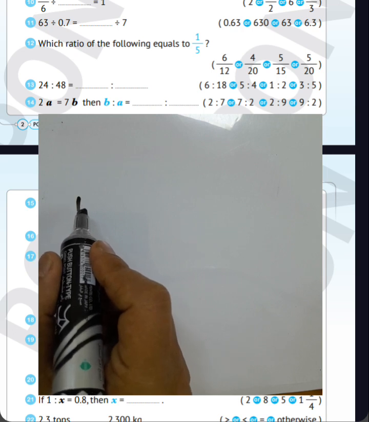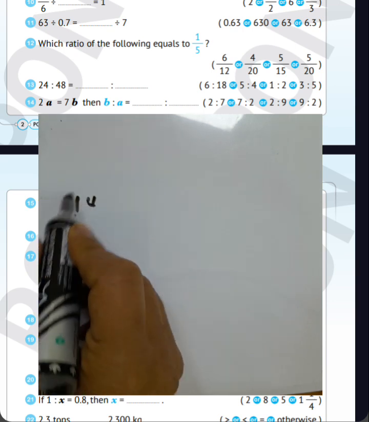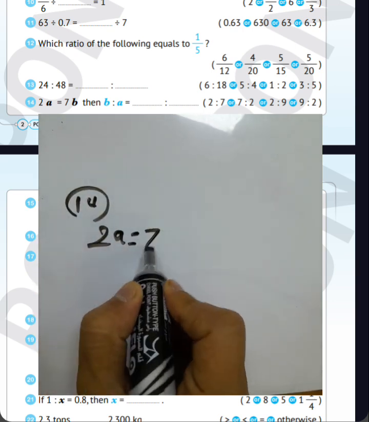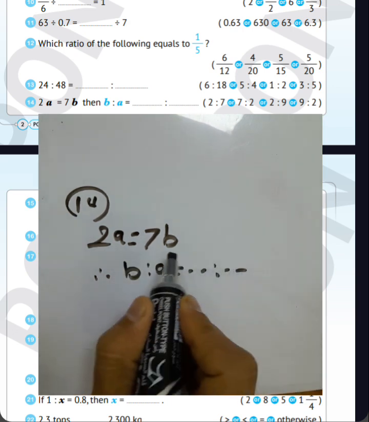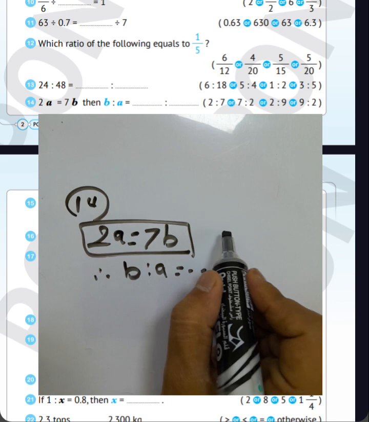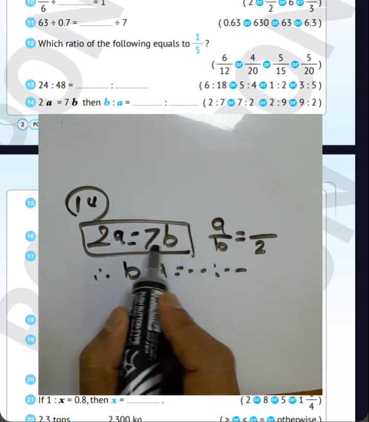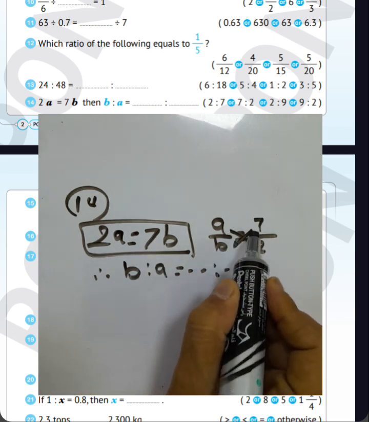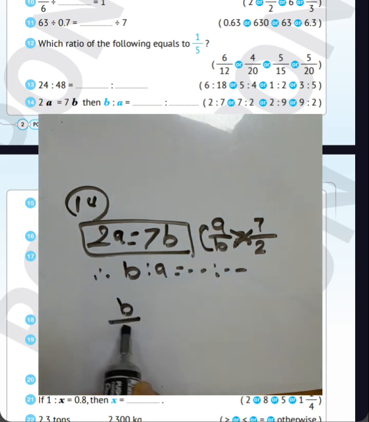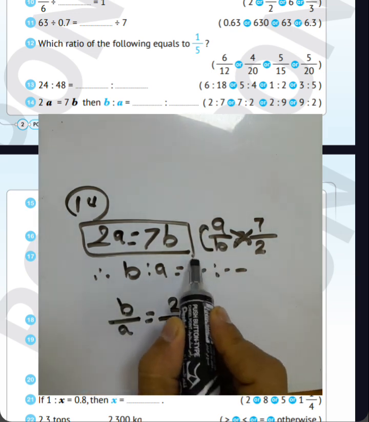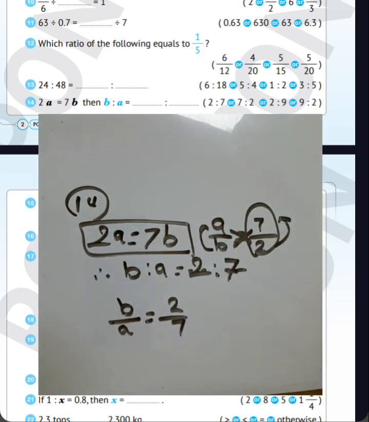Okay, next question. Last questions. This question here, number 14. 2A equals 7B. Then the ratio between B to A equals what? We know 2a equals 7b, it means a over b equals 7 over 2, because the product of extremes equals the product of means. Then the ratio between b to a, b over a, will be 2 over 7. Then you can write 2 over 7, the inverse of this fraction. b over a will be 2 over 7.